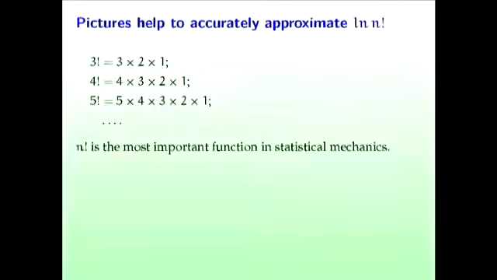Why do we care about it? It's the most important function in statistical mechanics when you're counting objects, and it shows up in probability theory all the time. Statistical mechanics has a lot of particles, so the n is big. So we'd like to approximate how big n factorial is. Because it's so big, we take the logarithm. Okay, let's see if we can approximate the logarithm using pictures.